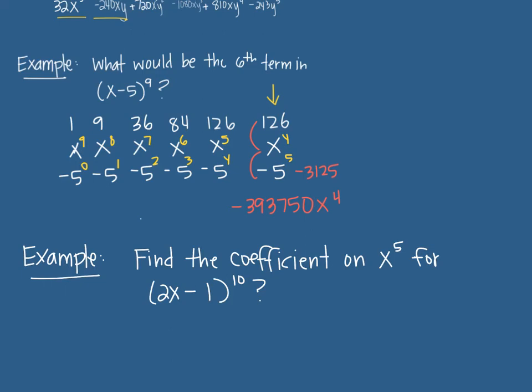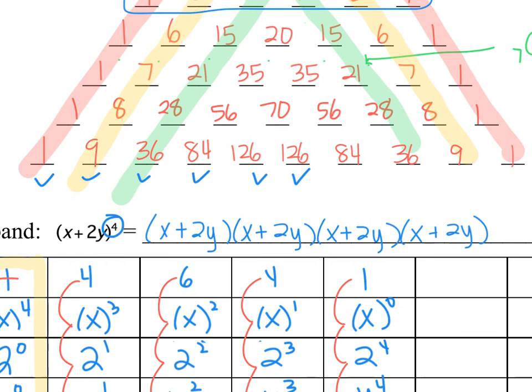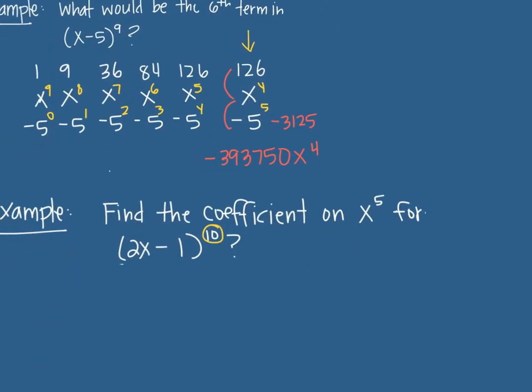All right, looking at this, we have the 10th, which means we need the 10th row. We haven't done the 10th row yet, so let's add that to our notes. That would be 1, 10, or you know what we could do? We could use the formula. Let's do that. I'll be going out to the 10th row, and I need to find x to the 5th. So that would be the 5th term. That would be 10 factorial over 10 minus 5 factorial, 5 factorial.